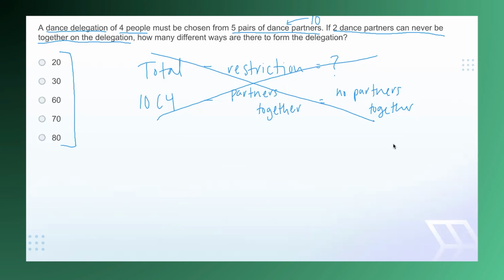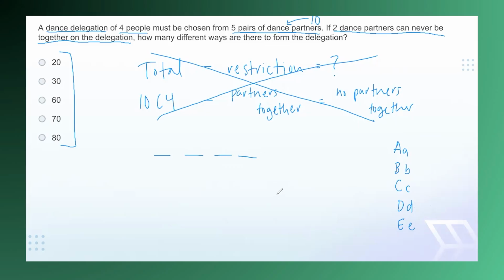All right, I have 5 pairs of dance partners. I'm going to go ahead and visualize them as capital A and lowercase a, capital B and lowercase b, capital C, lowercase c, capital D, lowercase d, and capital E and lowercase e. So those are my 10 people from my 5 sets of partners. Okay, I have 4 spots on the team. I'm going to draw those out as slots.